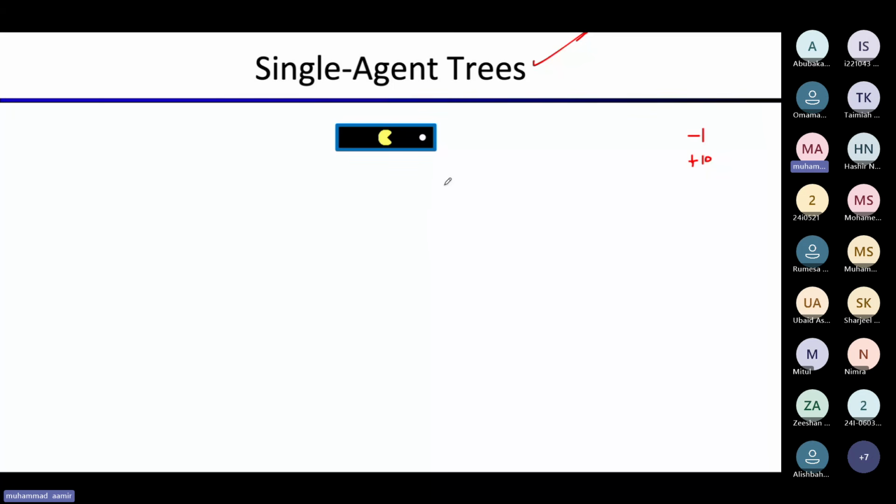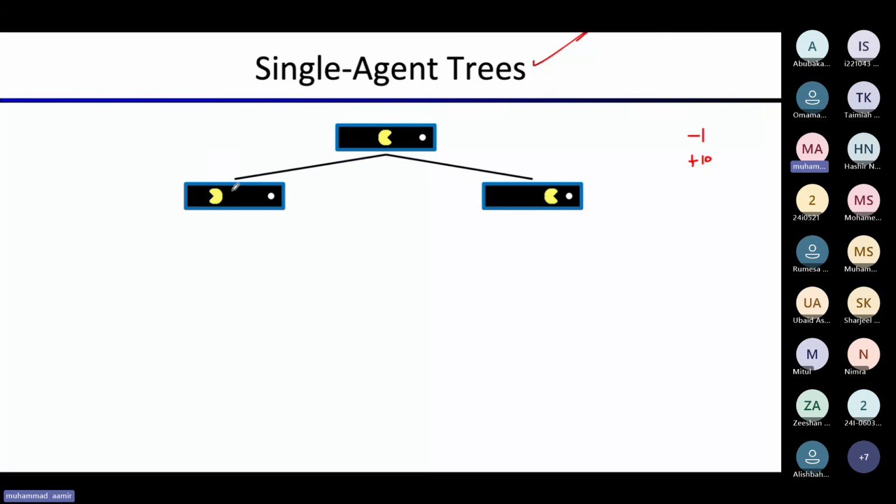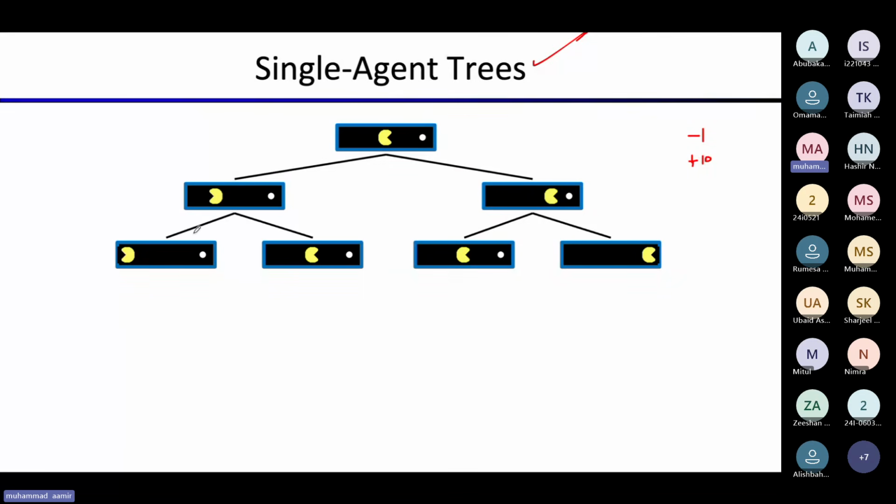So how many options do we have after this state? We have two next possible options: either Pac-Man will move right or left. And from this state, we again have two possible next states, where you can move further towards the left side or towards the right side. And from this state, you have the options to move either left or right.